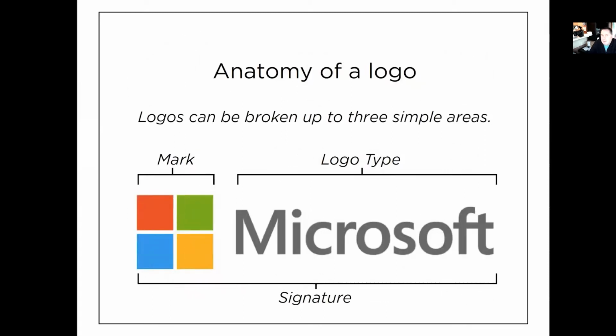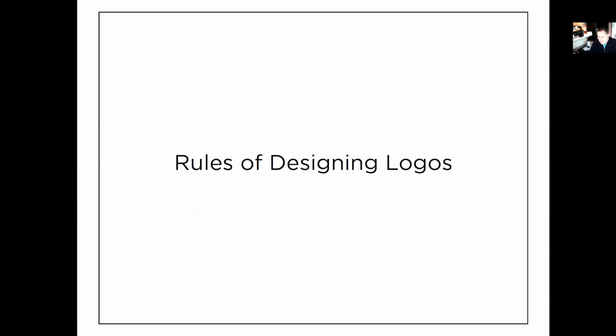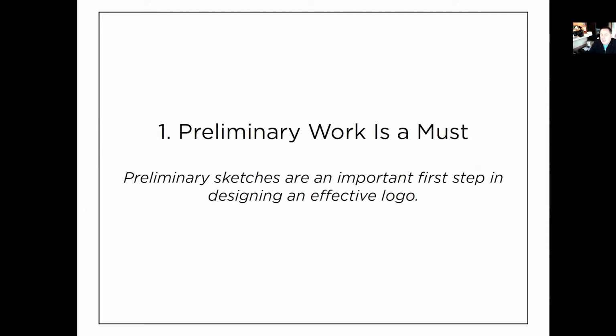But all of these encompass what we call the anatomy of a logo. Logos can be broken up into 3 simple areas: the mark, the logo type, and together all of those make up a signature. So we're going to go through some of the rules of designing logos here. The preliminary work is a must. Preliminary sketches are an important first step in designing an effective logo.